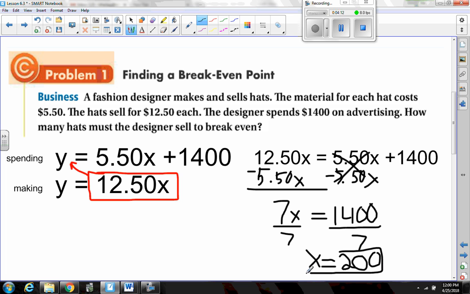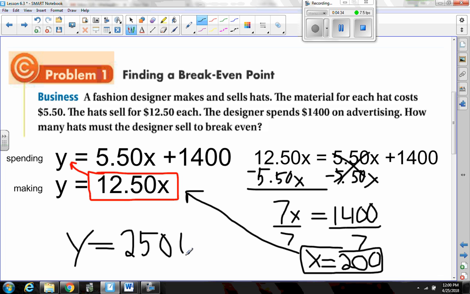If I plug that back in to maybe this equation over here, I can pretty quickly get that y is equal to, well, whatever 12.5 times 200 is, right? And that would be $2,500. So at the point when I have made and sold 200 hats, I have spent $2,500 on my advertising and my materials, and I've also made $2,500 on the hats that I'm selling.